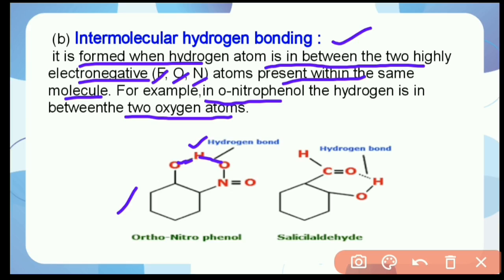Similarly, the next example is salicylic acid. Here a hydrogen bond forms between two highly electronegative atoms, that is oxygen. So intramolecular hydrogen bonding forms in the same molecule between two highly electronegative atoms.